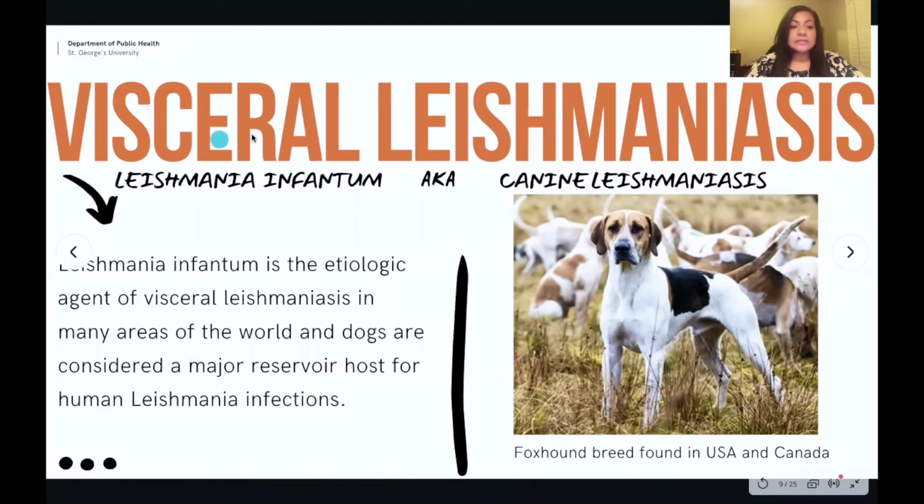Visceral Leishmaniasis, specifically Leishmania infantum, is also known as canine Leishmaniasis. The etiological agent of visceral Leishmaniasis in many areas of the world are dogs, and they're considered the major reservoir host for human Leishmania infections. I include a picture of a foxhound breed because they have recently been found in the United States and Canada to be carrying the Leishmania parasite.